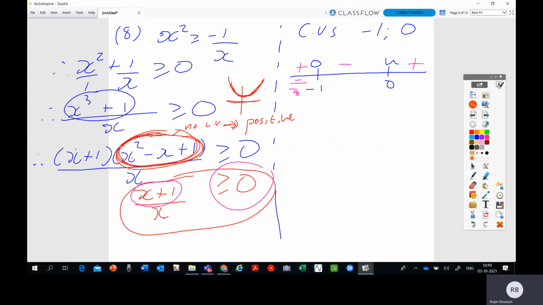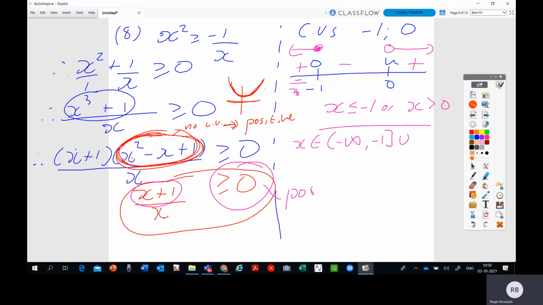The question said, where do I get answers which are positive? And I get positive or 0 answers to the left, so I can include that, but I can't include 0 to the right. So your solution as an inequality will be x is less than or equal to negative 1 or x is greater than 0. If you prefer interval notation, it's going to be x goes from negative infinity to negative 1 or x goes from 0, not including 0, to infinity.